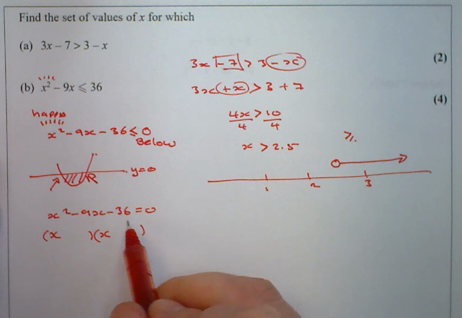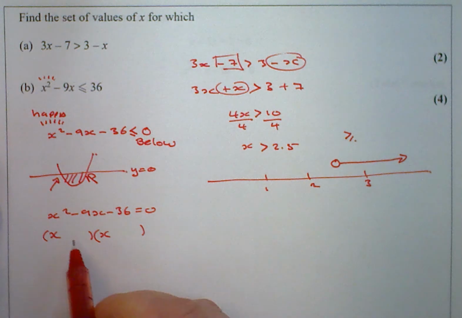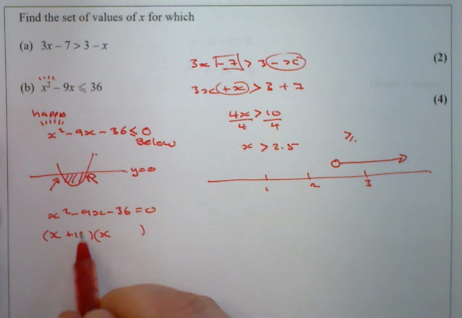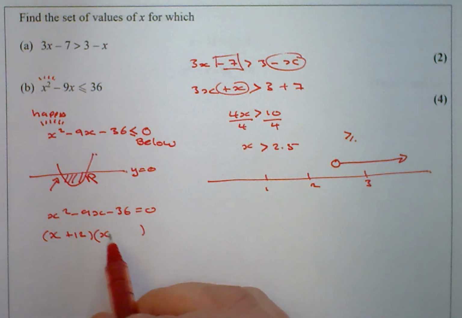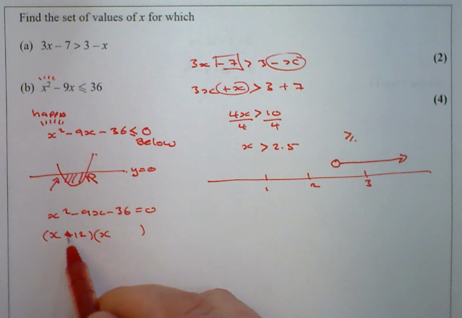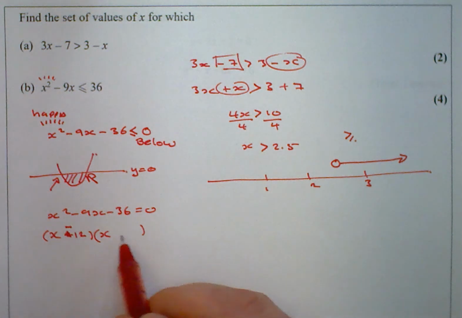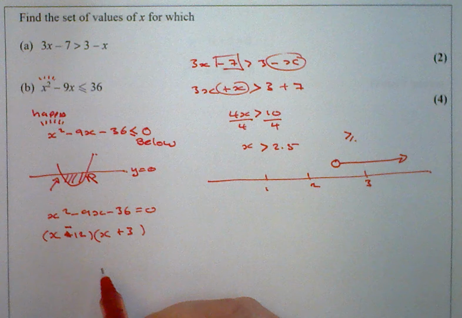and we've got 4 times 9, 3 times 12, so I need positive 12 and minus 12 and plus 3. Okay, let's double check.